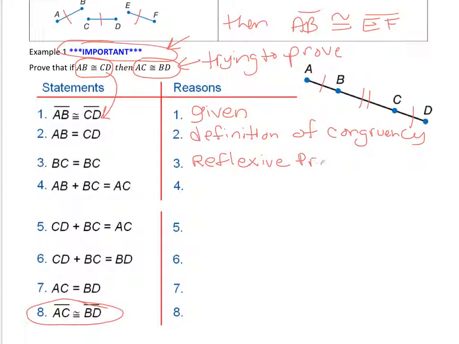Reflection, think of reflection. AB plus BC equals AC. So we're saying this segment here plus this segment here equals the whole segment. Hopefully you see that that's the segment addition postulate.